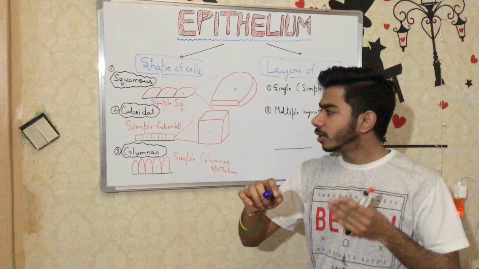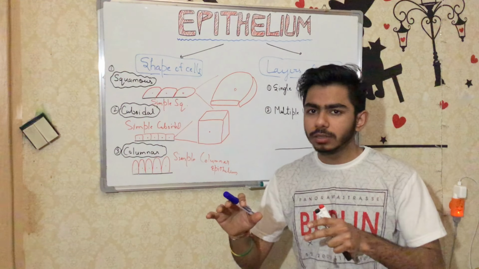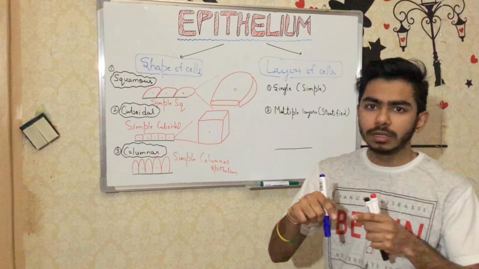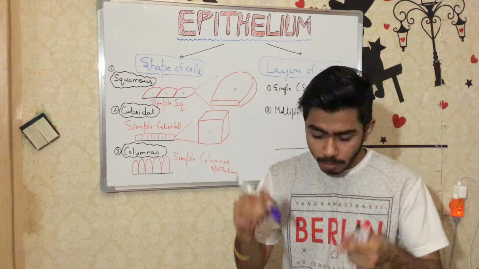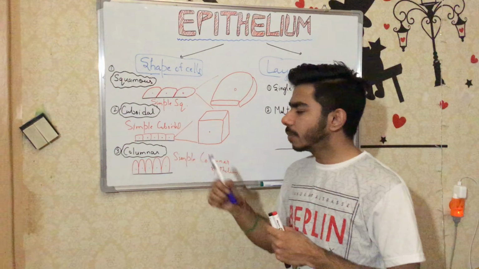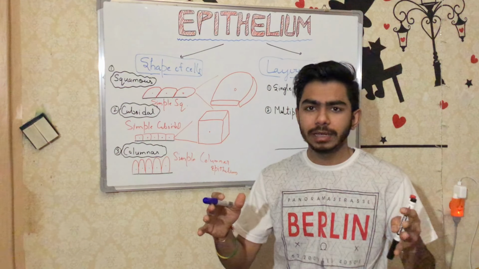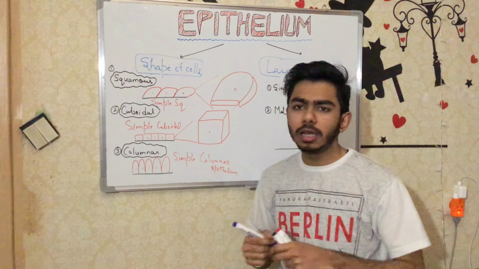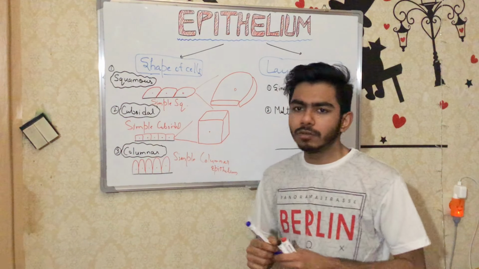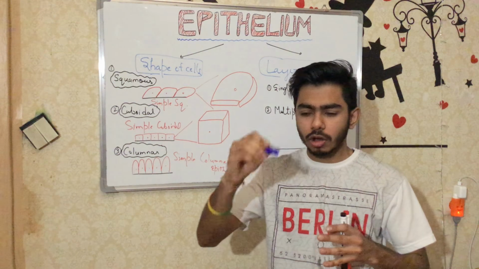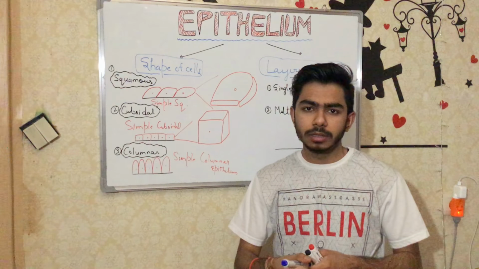If the top layer is made of cuboidal cells, it is stratified, because there are multiple layers. If you look from the top and the cells look like cubes, cuboids with the same width, height and length, then it is stratified cuboidal epithelium. And if the top cells are columnar, taller cells, then it is stratified columnar.